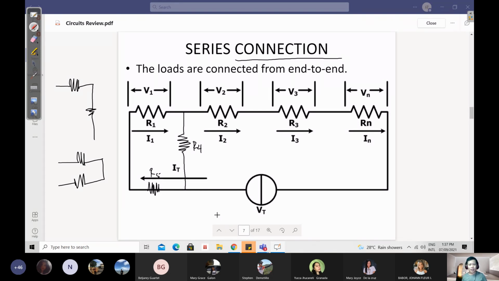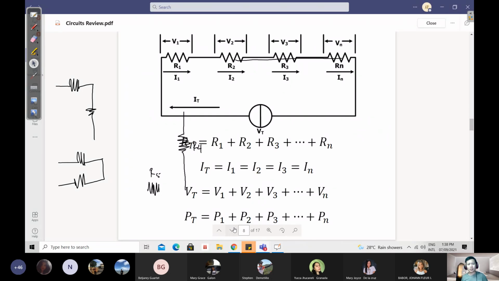Okay, next. What are the characteristics? Recall ta sa characteristics sa series connection.